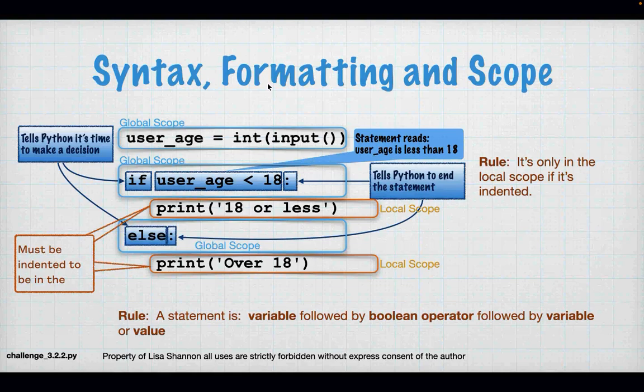A statement is a variable followed by a Boolean operator followed by a variable or value. That is basically what we can call a statement. So I have an if statement. I have the word if, and then I have a variable followed by a Boolean operator followed by a variable or a value, because it didn't have to be 18. It could have been a variable name that contained 18.